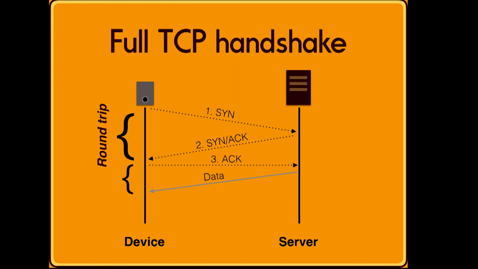To briefly describe what this is all about, the handshake: there's a SYN, an ACK, then another ACK, and then data gets transferred. So we have this concept of round trips, how long it takes for a bit to travel from the device to the server and back to the device. And then we have the third step, it goes back, and then data can finally be received.